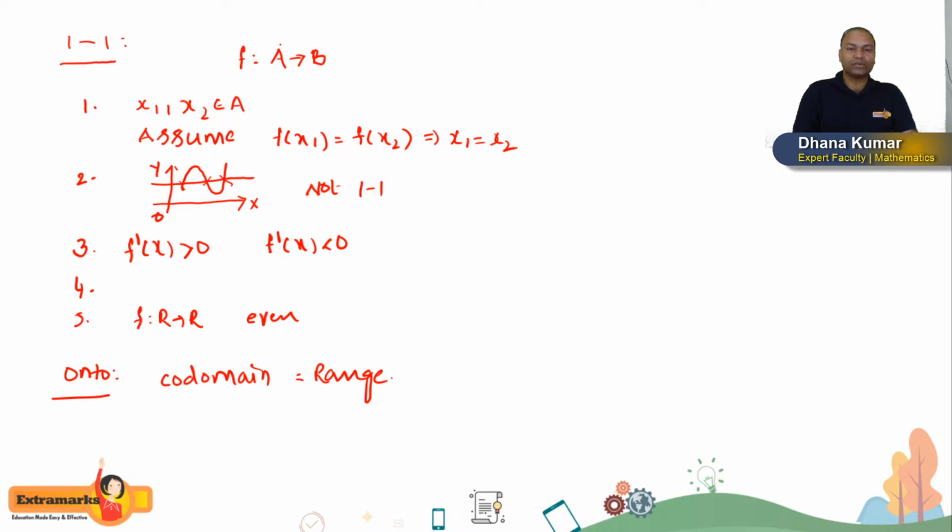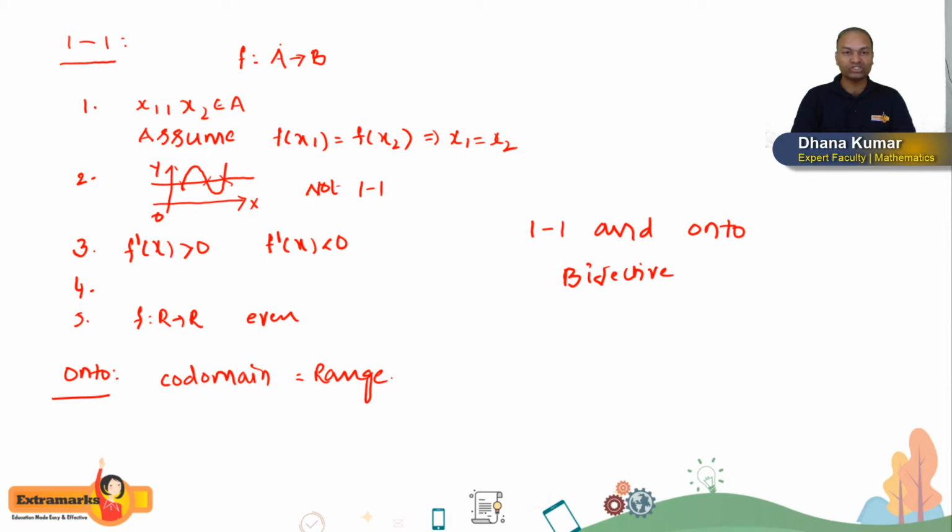Understood? Right. Suppose a function satisfies both one-one and onto, then the function is said to be a bijective function. If the given function is bijective, then only the inverse exists. Otherwise, the inverse does not exist for that particular function. Now let us see a few more points later.